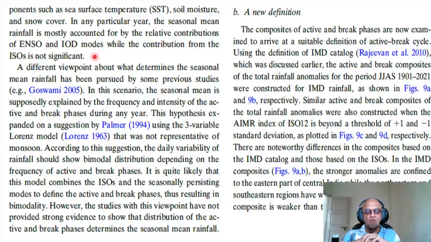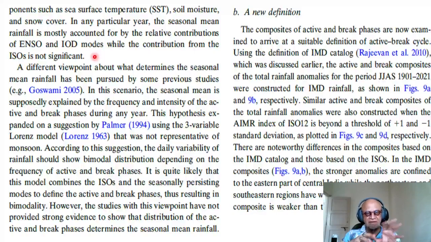A different viewpoint about what determines the seasonal mean rainfall has been pursued by some previous studies. Of course, Goswami comes in. In this scenario, the seasonal mean is supposedly explained by the frequency and intensity of the active break phases during any year. This hypothesis expanded on a suggestion by Palmer in 1994 using the three-variable Lorenz model that was not representative of the monsoon. So there are some justifications as to why this claim that ISOs don't contribute to seasonal mean is correct. According to this suggestion, the daily variability of rainfall should show bimodal distribution depending on the frequency of active and break phases.